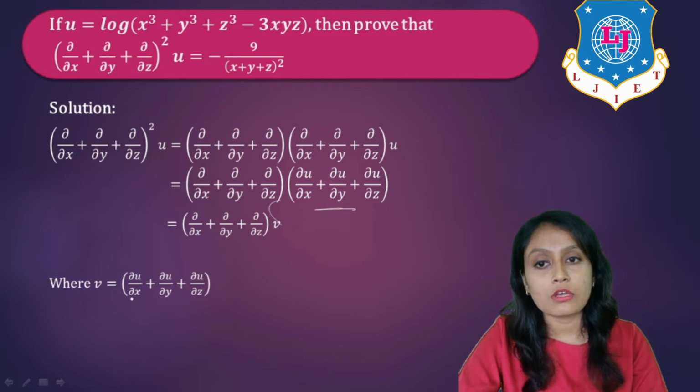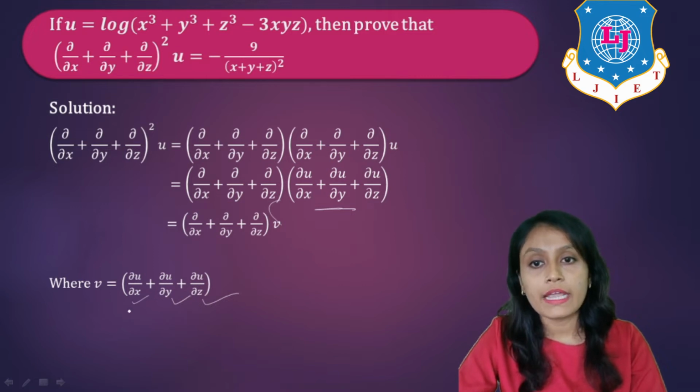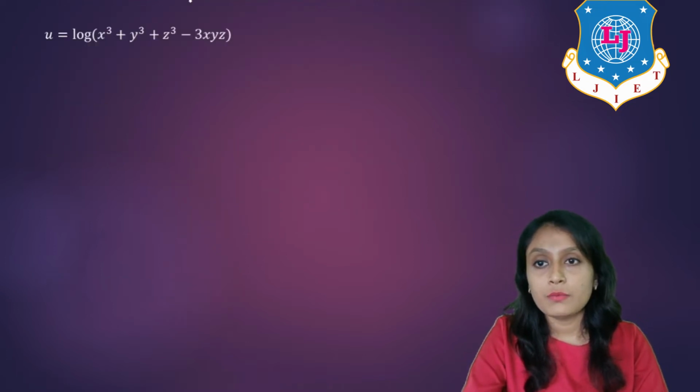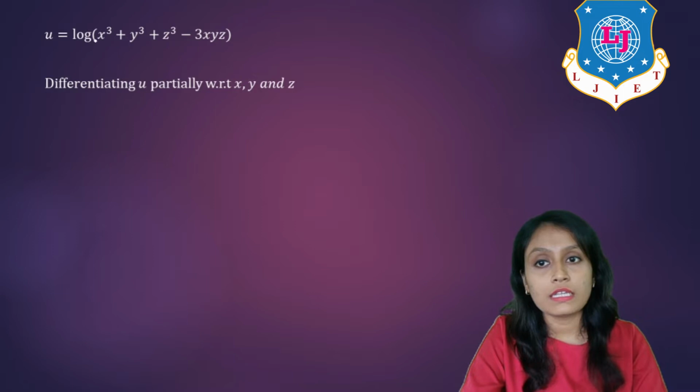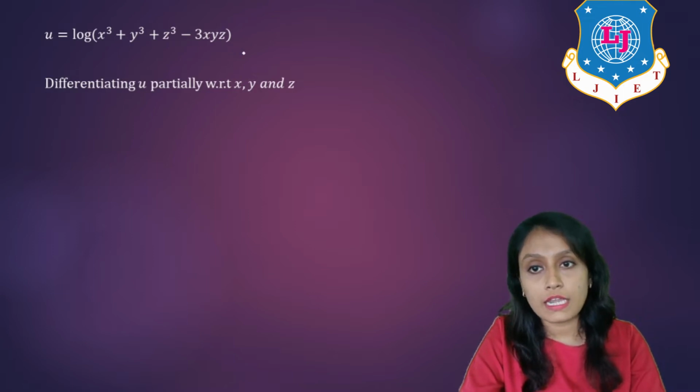Okay, and we will solve this. So firstly we will solve del u by del x, then del u by del y, and then del u by del z. Lastly add them. So you will get v, and then we will apply v here inside to get the final answer. So u is given, that is log of x cube plus y cube plus z cube minus 3xyz. So firstly we'll differentiate this with respect to x, then with respect to y, and then z.